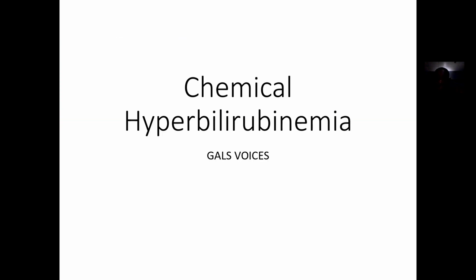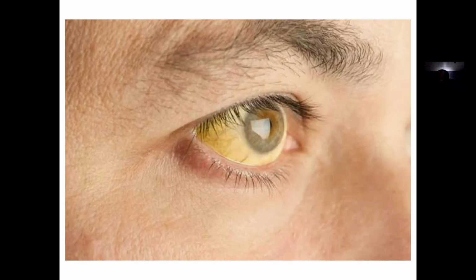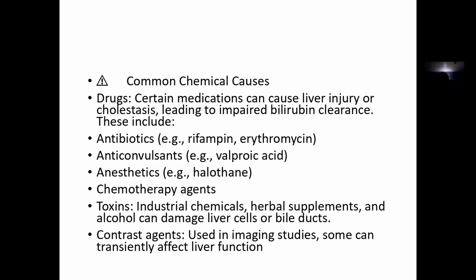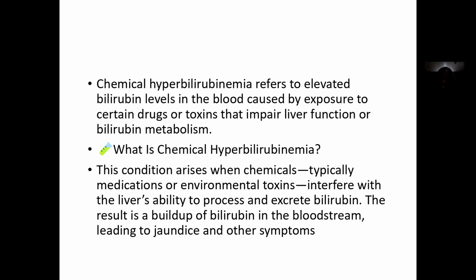We'll talk about another type of high levels of bilirubin in the body, and this is the chemical type. So you say chemical hyperbilirubinemia. Okay. So of course, when there is high bilirubin, you're having yellow discoloration of the skin and also the sclera of the eye. So for the chemical hyperbilirubinemia, it just refers to elevated bilirubin levels in the body.